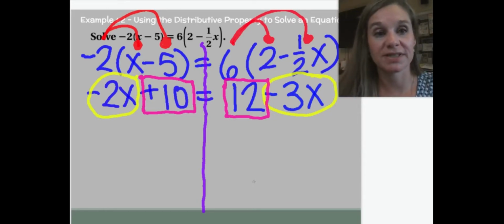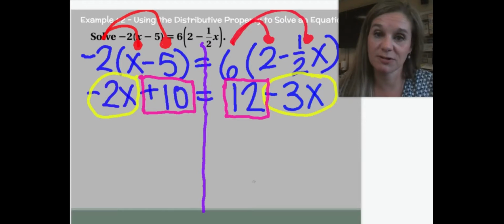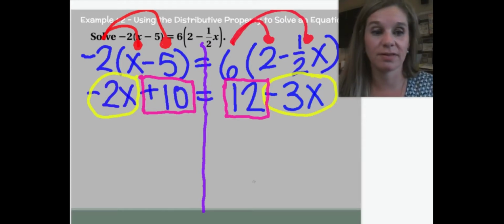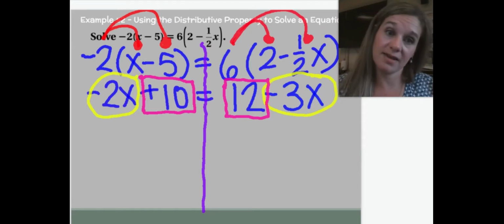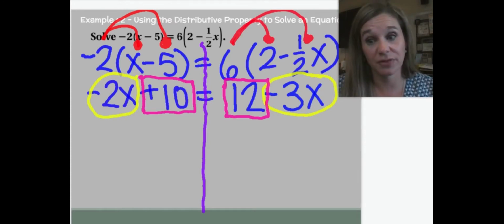My ultimate goal is to move all of my variables to the left side and all of my constants over to the right side. It doesn't necessarily have to be that way, but as a mathematician, I like to try as much as I can to get my variable on the left. So I'm going to start out by taking -3x and crossing it over to the other side. If I want to get rid of -3x on this side, the way that I would cancel that out is by doing the inverse operation. The inverse operation of -3x is to add 3x. So I'm going to add 3x to this side.